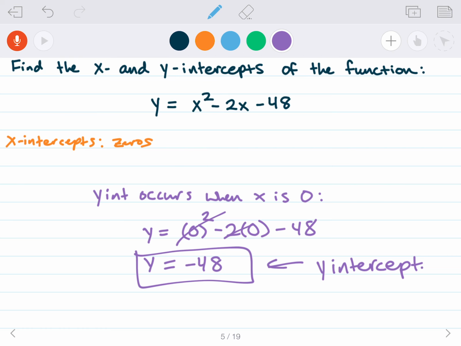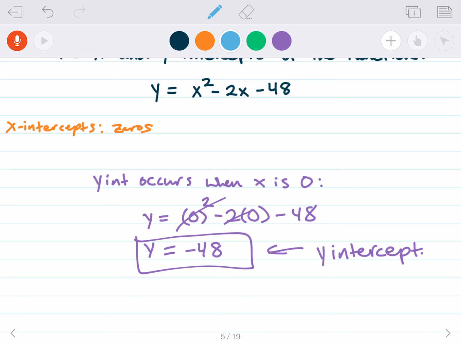Now for our x-intercepts, we're trying to find the zeros. So we need to factor this first, okay? And then set it equal to 0. So what two numbers multiply to -48 but add to -2?